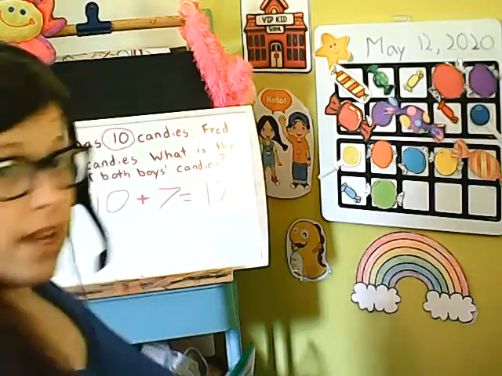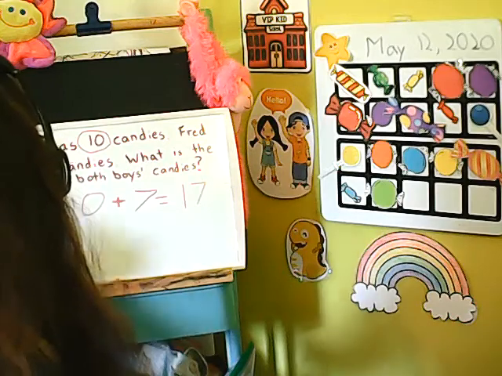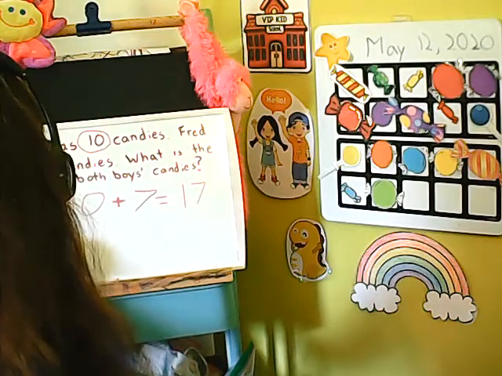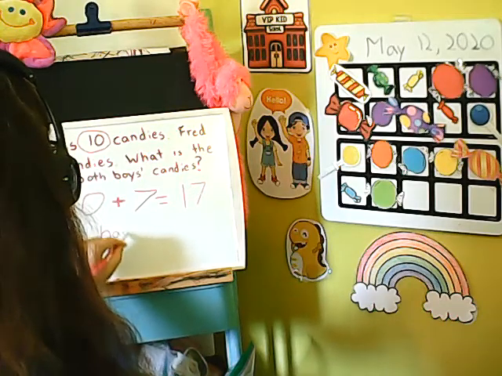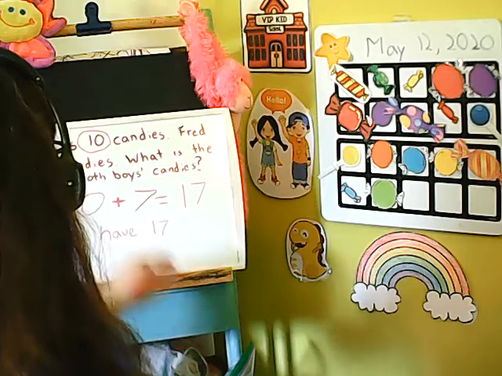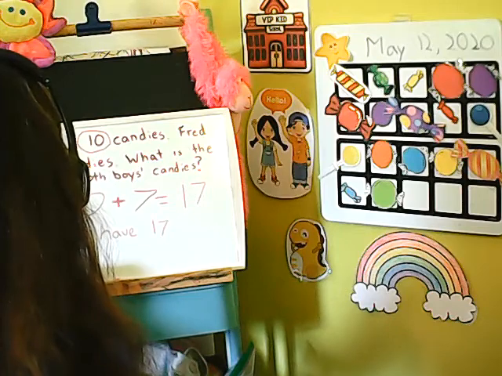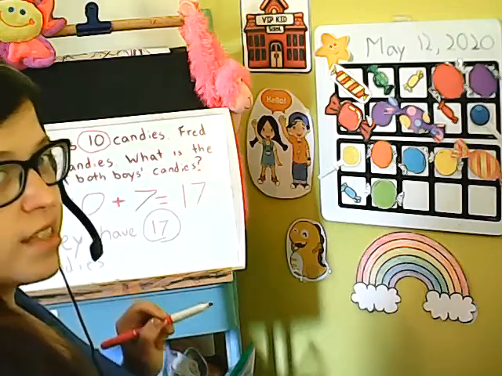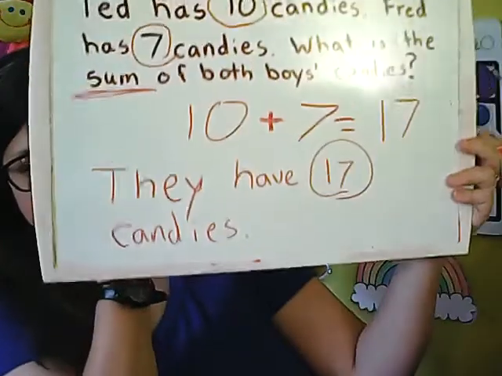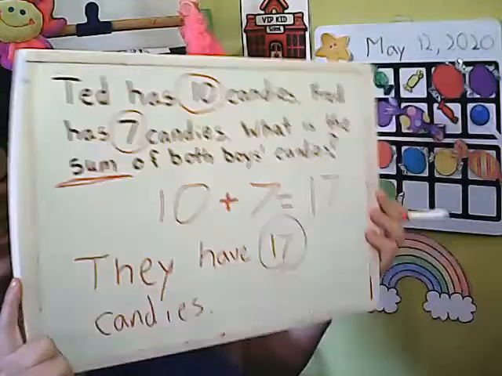So now I can write Ted and Fred, or I can just say they for Ted and Fred. They have 17 candies. And 17, that is our sum. All right. Here is all of my work, and of course, the lovely 10 frame candies.